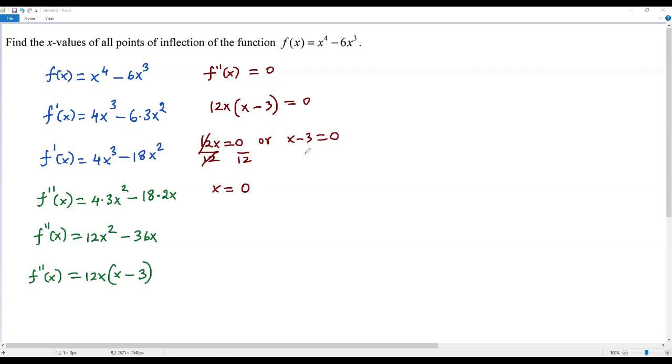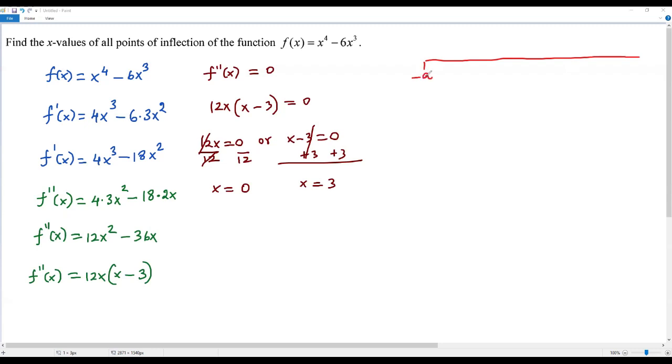12 is 0. Now let me add 3 to both sides. When I do so, this negative 3 and positive 3 will cancel. I'm getting x equals 3. Okay, when I equate the second derivative to 0, I'm getting two values: x equals 0 and x equals 3.